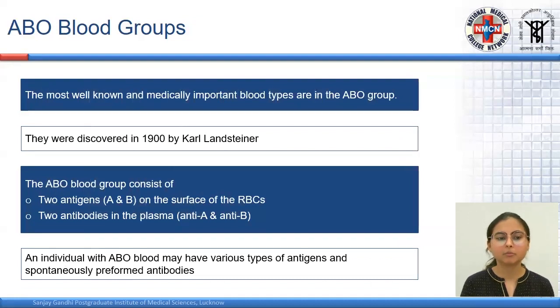The ABO blood group system is the most widely known and most medically important blood group. It was discovered by Karl Landsteiner in the 1900s. There are two antigens and two antibodies in this blood group system. The two antigens are A and B. The two antibodies are similarly anti-A and anti-B. The antibodies are present in plasma and the antigens are present on the red cell surface.